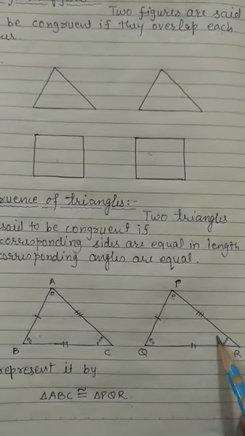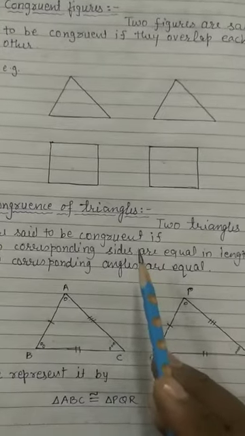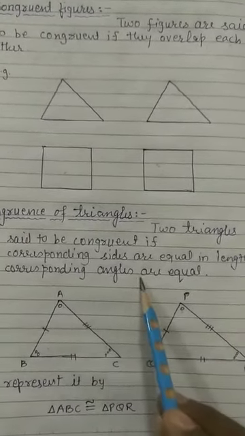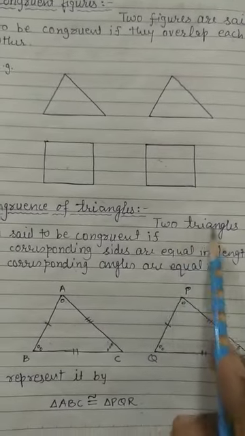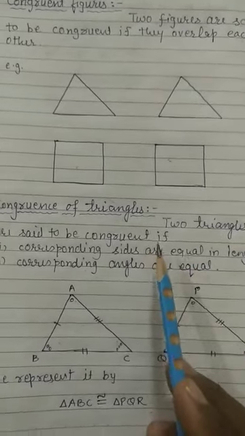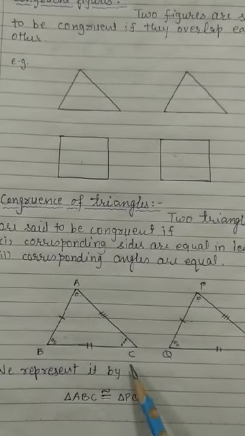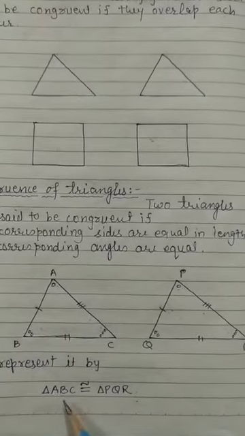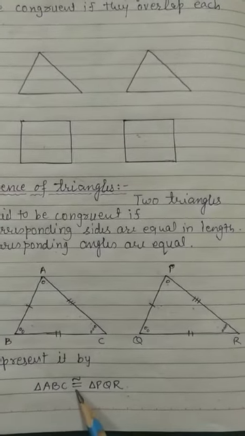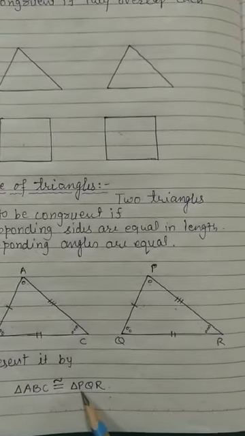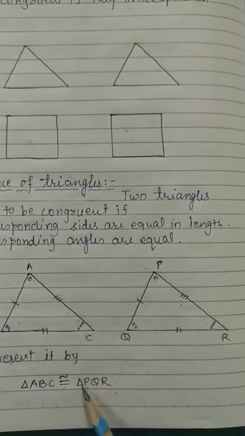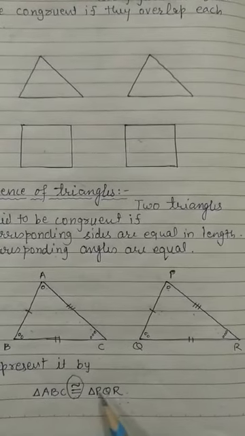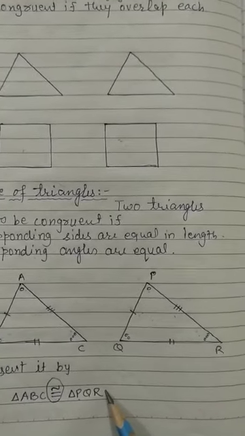So basically we can say if corresponding sides are equal in length and corresponding angles are equal, then two triangles are said to be congruent, right? And we will represent this symbolically: triangle ABC is congruent to triangle PQR, right? This is the sign of congruent, that is triangle ABC is congruent to triangle PQR.